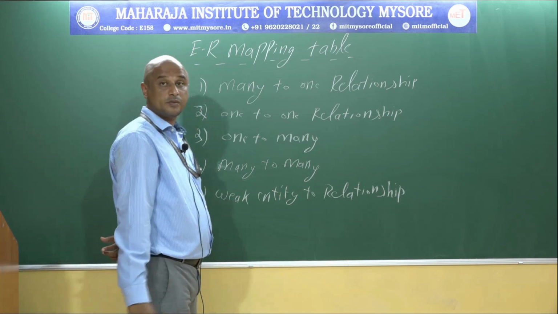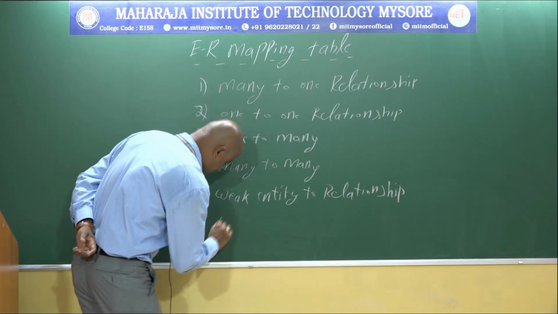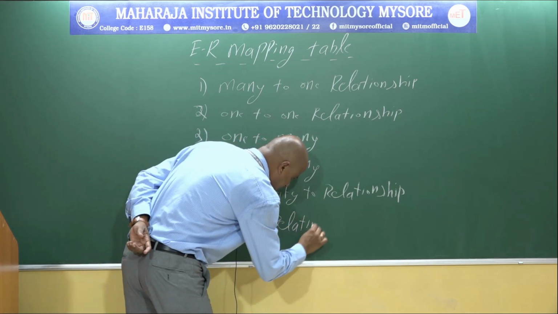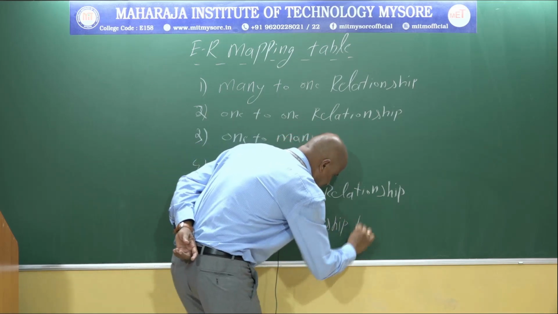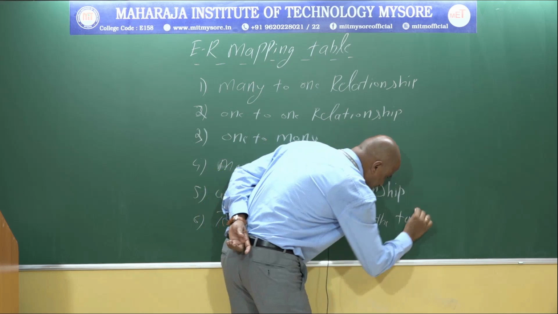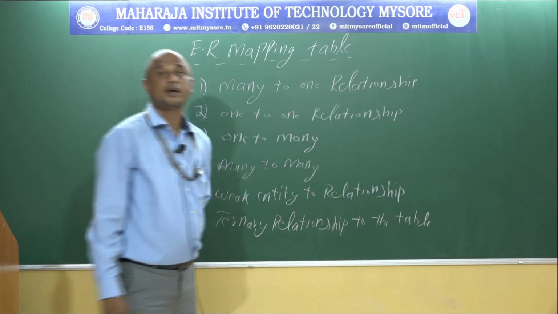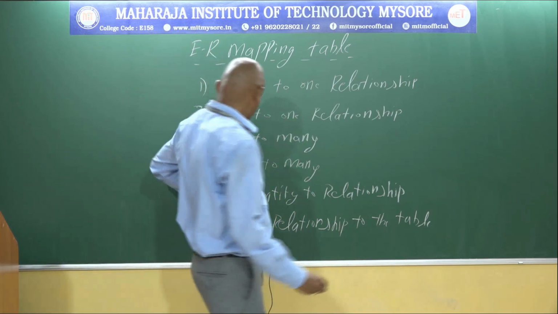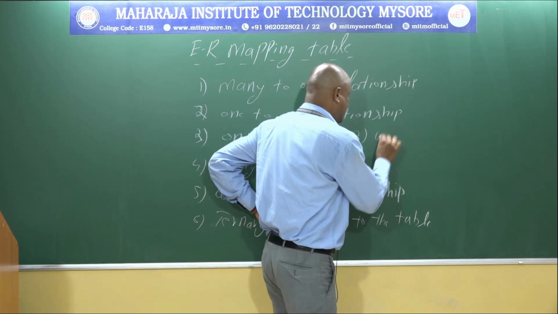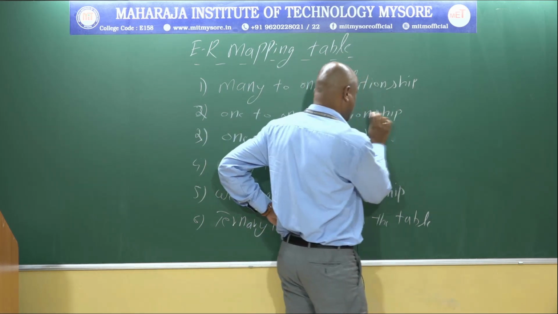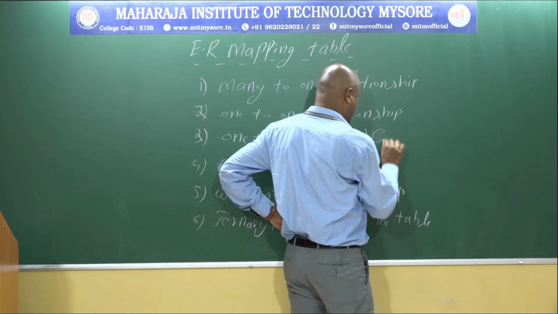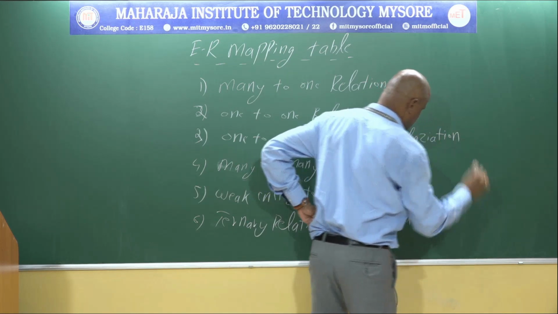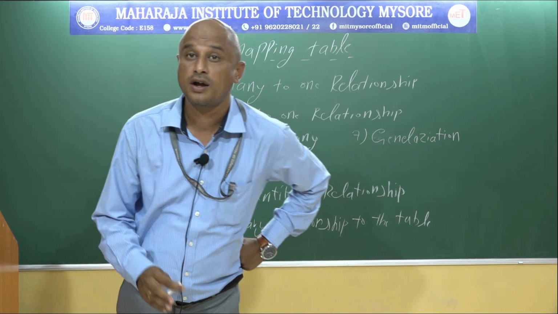Then we discussed the conversion of a ternary relationship to the table. Then I told about a weak entity to the table, and generalization to the table. I told generalization to the table, right?